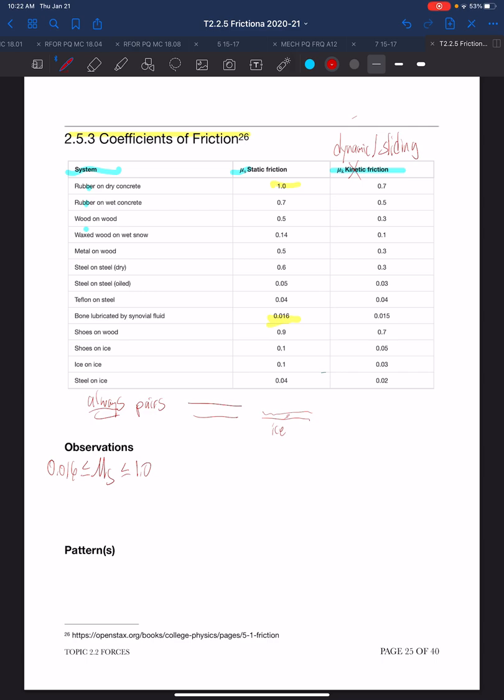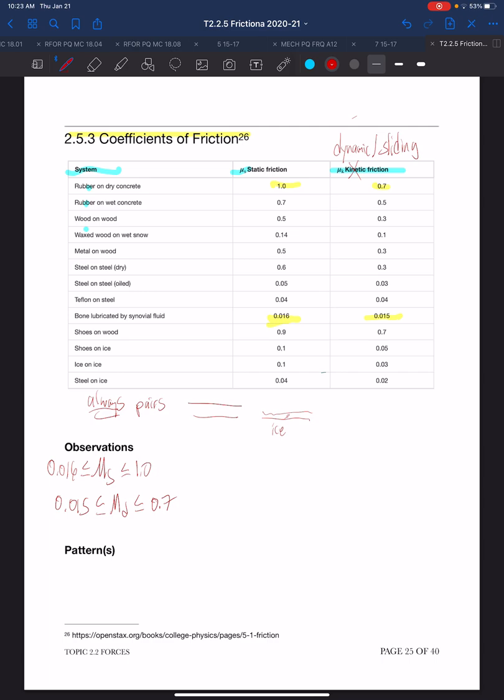When we go to the dynamic or the sliding friction, we look and we can see that the largest so far seems to be 0.7, then 0.1, 0.03, 0.04, 0.015, 0.03, 0.02. So the observation here might be that 0.015 is less than or equal to mu dynamic, which is less than or equal to 0.7. So that's another observation we might make.